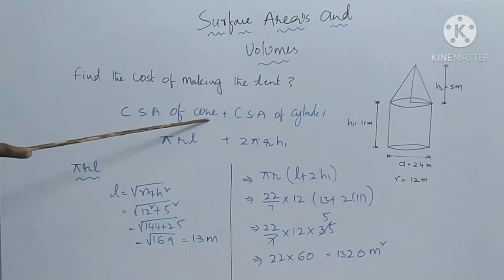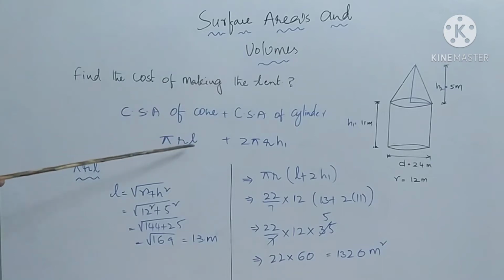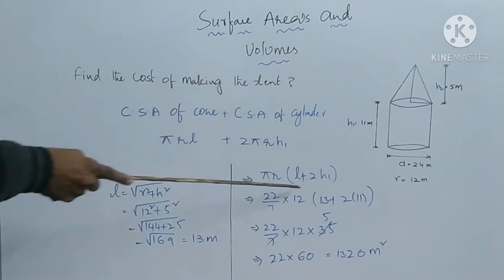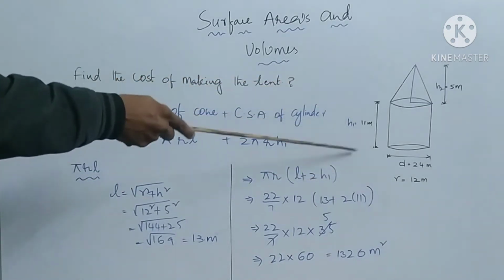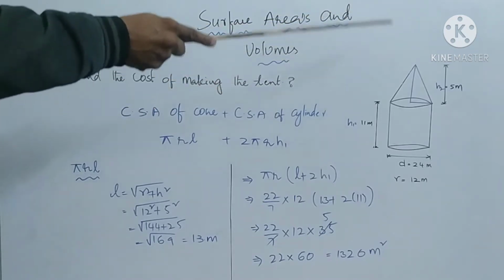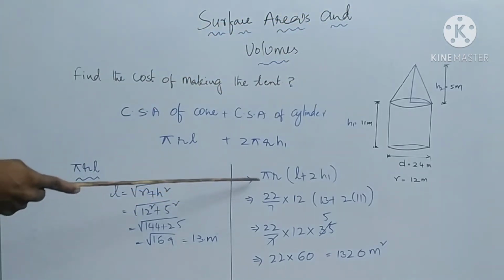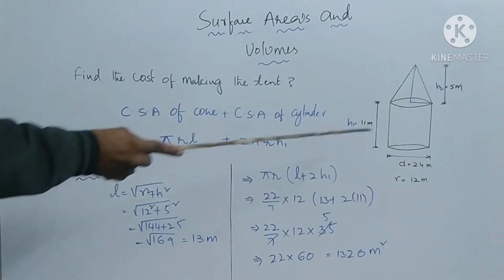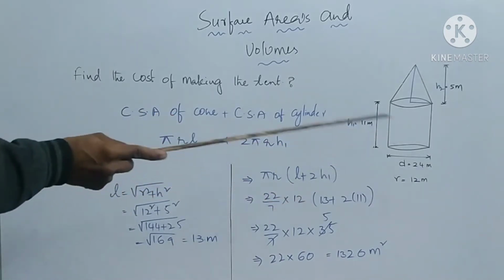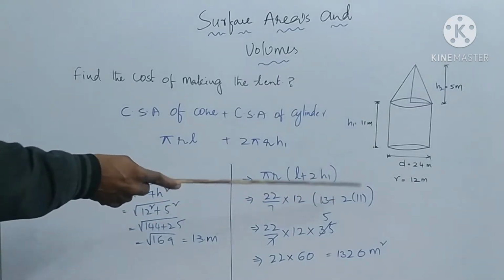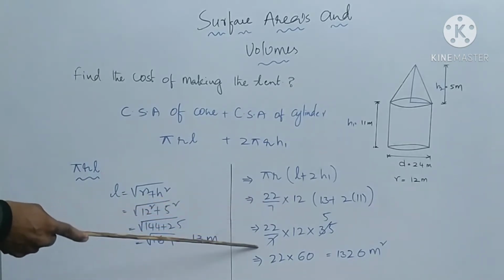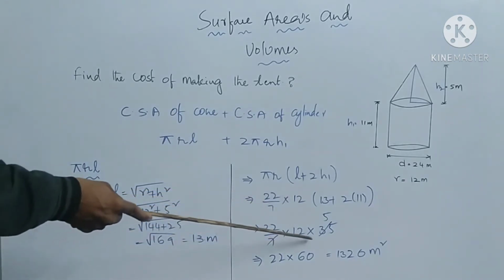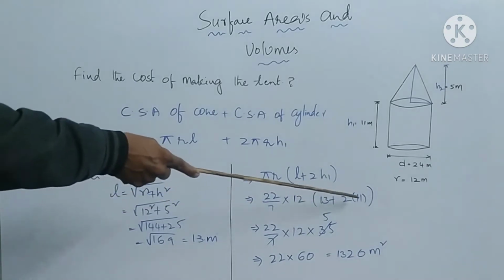So the curved surface area of the cone plus the curved surface area of the cylinder. Pi r is common. The remaining terms are the slant height L plus 2 into H1. H1 is the height of the cylinder. H2 is the height of the cone. So that is equal to 22 by 7 into radius 12 into slant height 13 plus 2 into H1, which means 11.